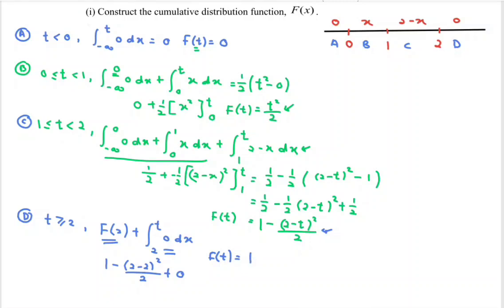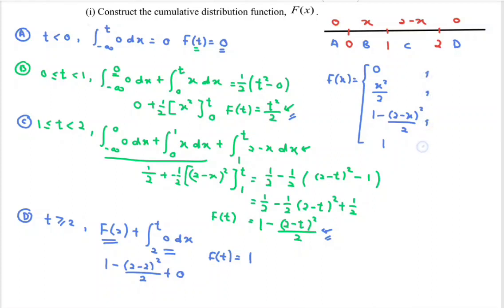So rewrite the cumulative distribution function. First, we have F(x) equal to 0. For the second part, we have x squared over 2. Then for the third part, we have 1 minus (2 minus x) squared over 2. Finally, we have 1. So that would be the CDF.